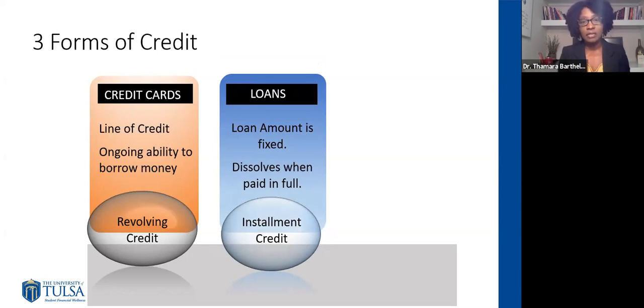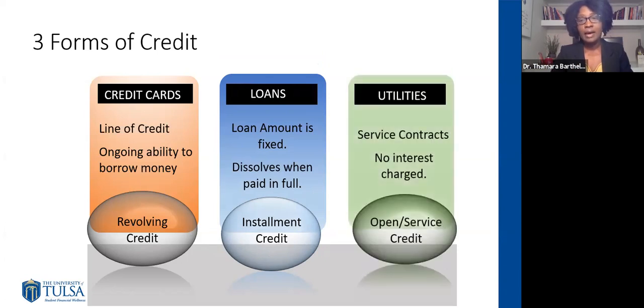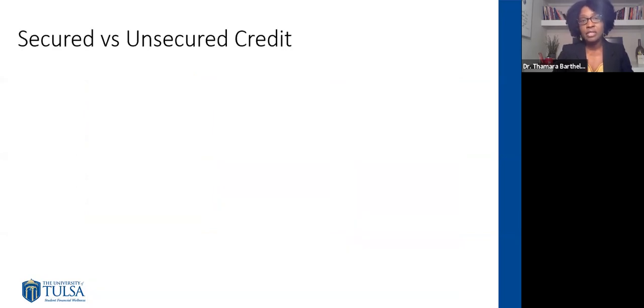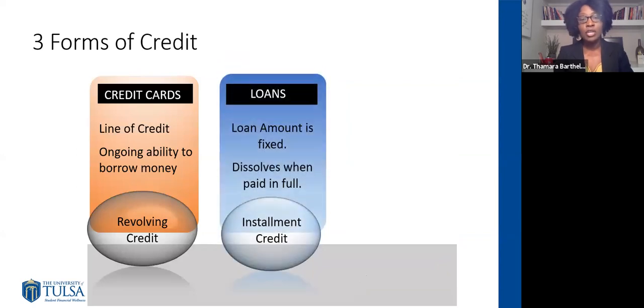So it's constantly revolving. Installment credit, on the other hand, is similar to loans. The way loans work is, let's say, for example, a car loan, once you make payments and you pay it off, then that loan is closed. So that credit automatically, usually after 7 years of having paid your loan, will fall off your credit history.